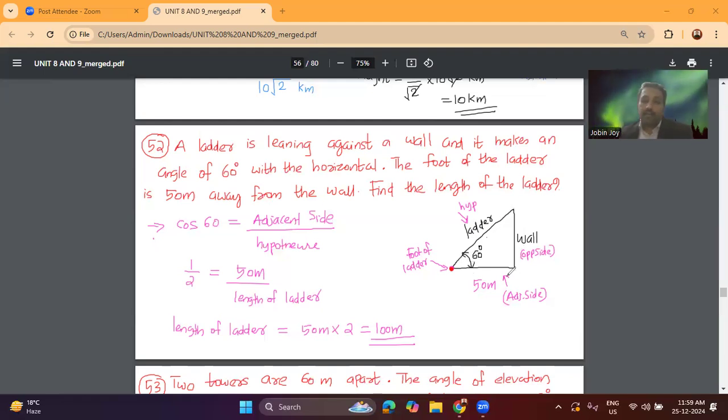Okay, so we have the adjacent side. We know the adjacent side and we know the angle. I'm going to calculate the hypotenuse. So which relation will you apply? The relation between adjacent side and hypotenuse is cos. So cos 60 is equal to adjacent side divided by hypotenuse. Cos 60 is equal to 50 divided by length of the ladder. By cross multiplication, length of ladder is equal to... what is cos 60? Cos 60 is 1 by 2. So 1 by 2 is equal to 50 meter divided by length of ladder. Length of ladder is equal to 50 into 2, which is 100 meter. So the length of the ladder is 100 meter.